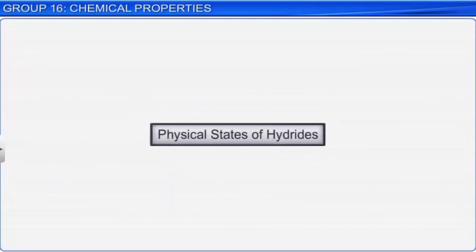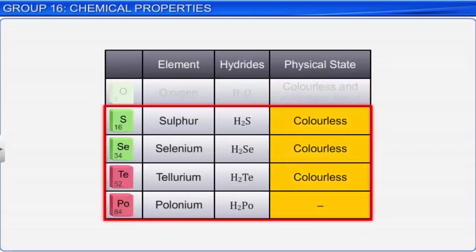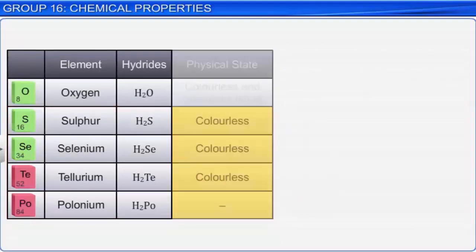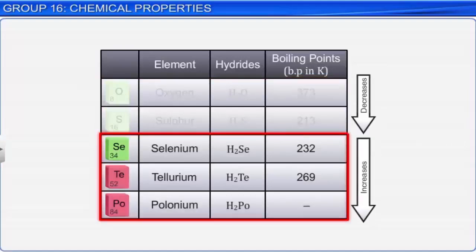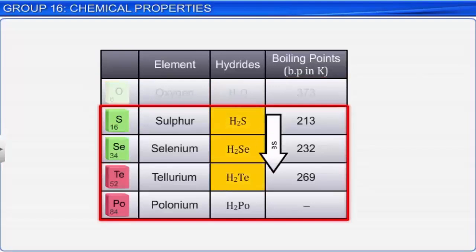Let's look at the physical states of these hydrides. Water is a colorless and odorless liquid, while the hydrides of all the other elements of the group are colorless, poisonous gases with unpleasant odors. The boiling point of the hydrides markedly decreases from water to hydrogen sulfide and then increases. Water has an abnormally high boiling point because its molecules are associated with each other by means of hydrogen bonds in its solid as well as liquid states. Moving down the group, the boiling point increases from hydrogen sulfide to hydrogen telluride because of the increase in molecular weight.